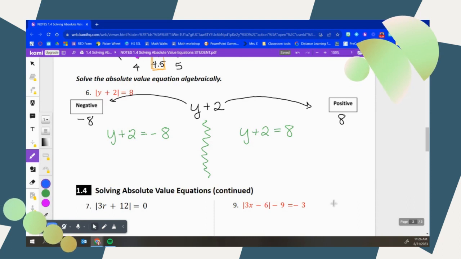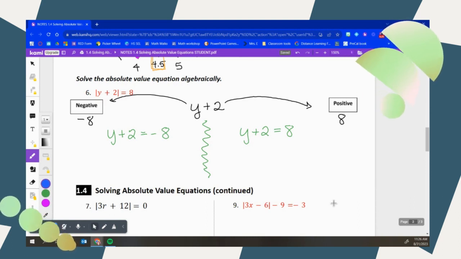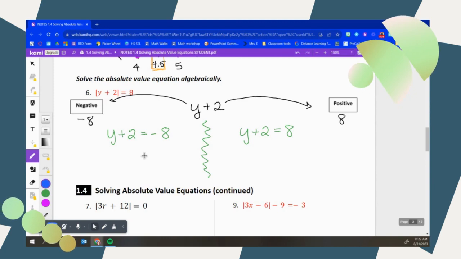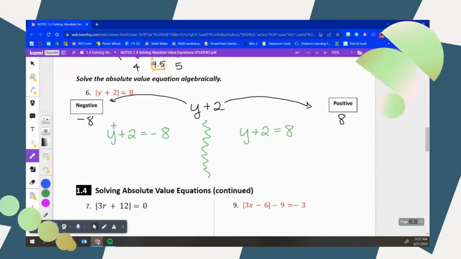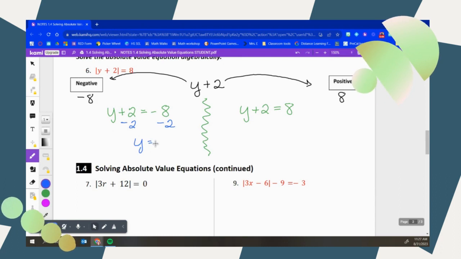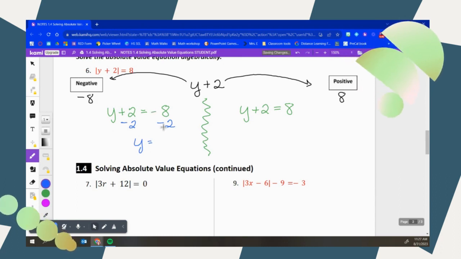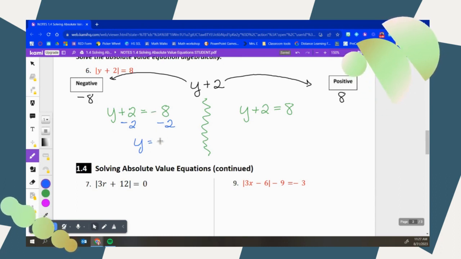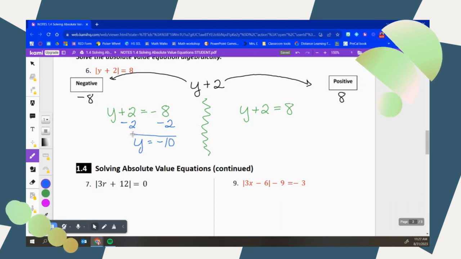Okay, somebody asked earlier why a y instead of an x. It's just another variable. All we're doing is solving for whatever variable is there. Do you guys remember how to solve this kind of an equation? Hopefully we're trying to get the y by itself, which means I need to get rid of the 2. So we're going to subtract 2 on both sides. So then y equals a negative 8 plus a negative 2? A negative 10. Good.